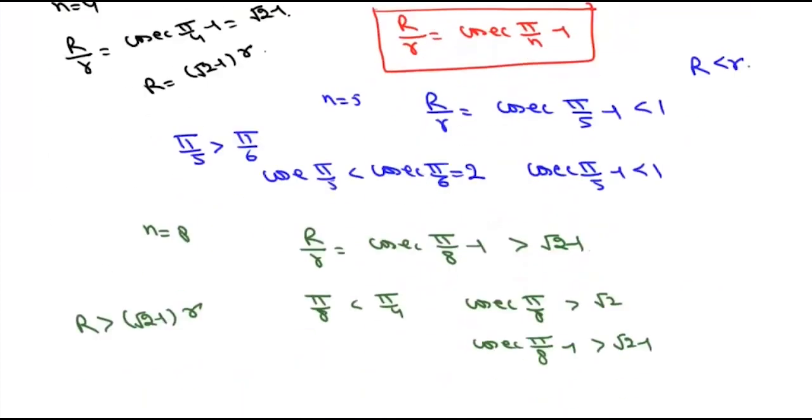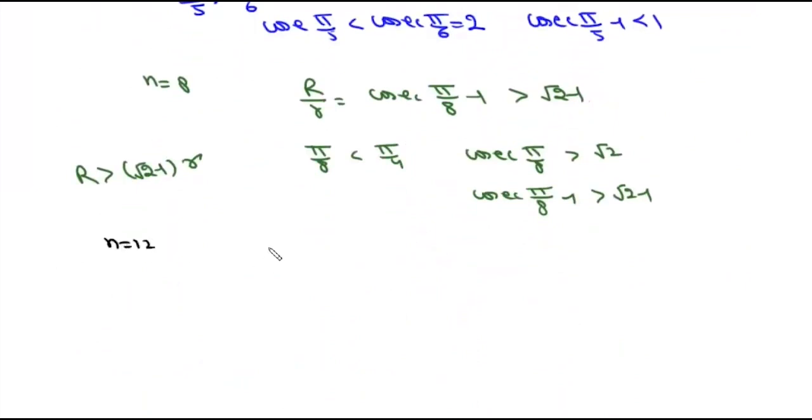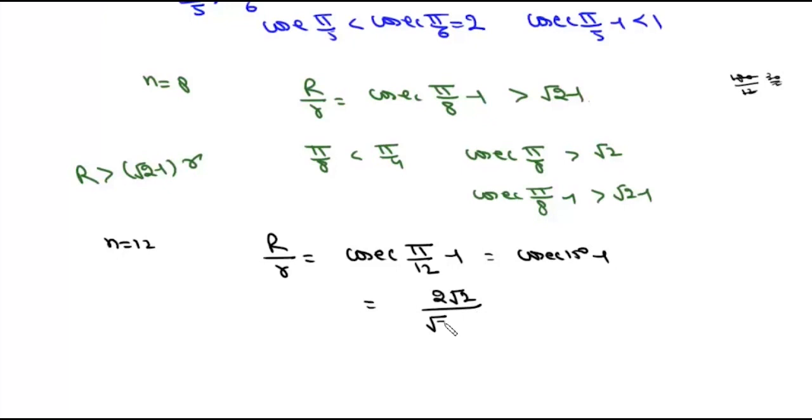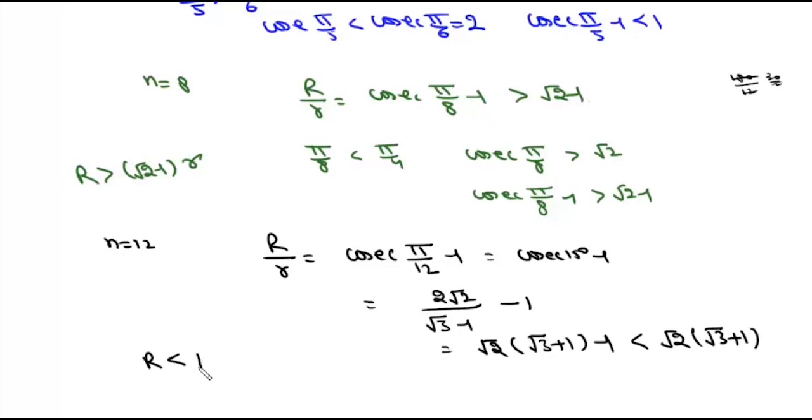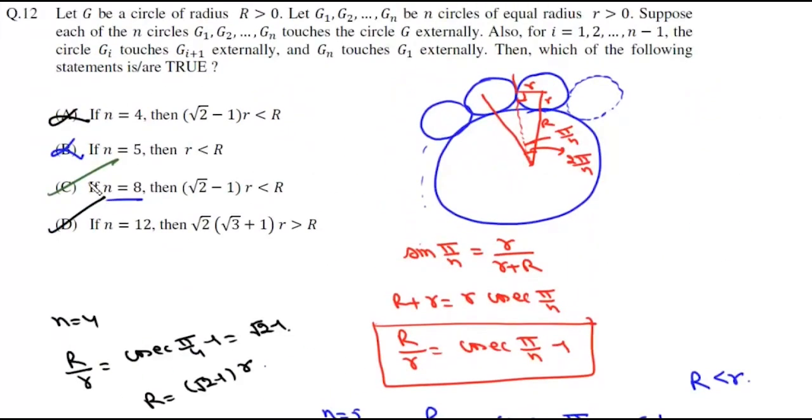And for n equals 12, we can write R upon r as cosec pi by 12 minus 1. So this is cosec 15 degrees minus 1. Now cosec 15 degrees is 2 root 2 upon root 3 minus 1, and then minus 1. Now we'll rationalize it. So it'll be root 2 into root 3 plus 1 minus 1, and it will be less than root 2 into root 3 plus 1. So from here we can write R should be less than root 2 into root 3 plus 1 into r. That means this option D is also correct. So the only correct options are C and D.